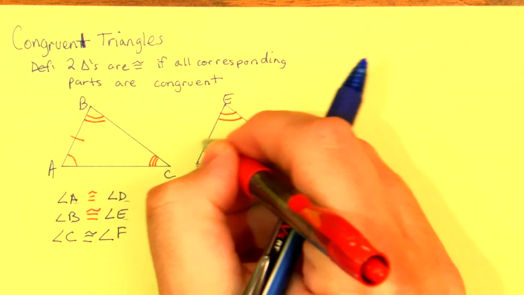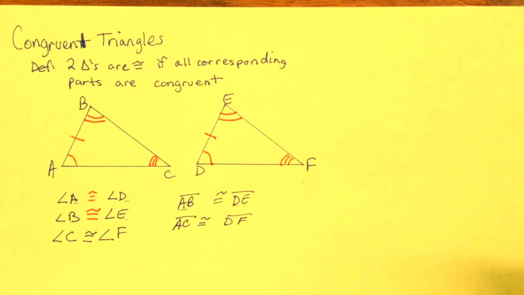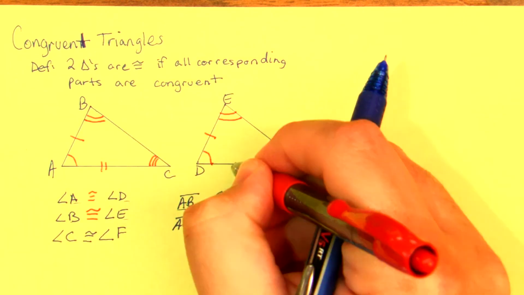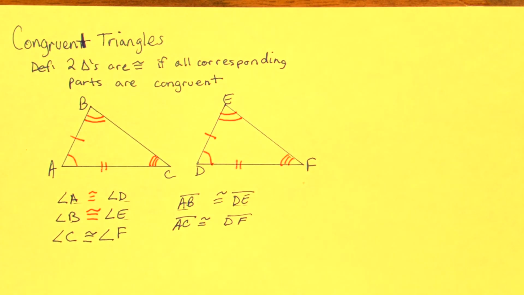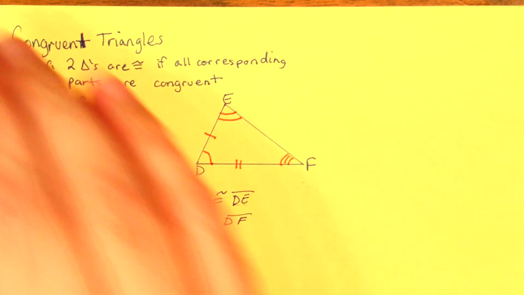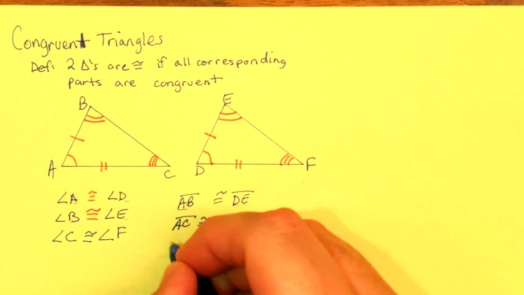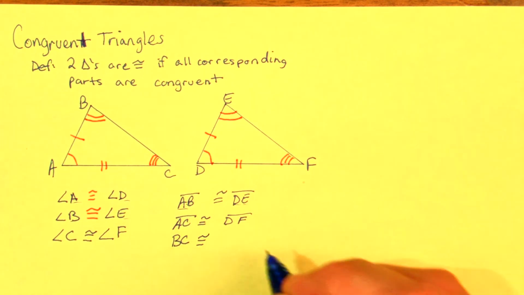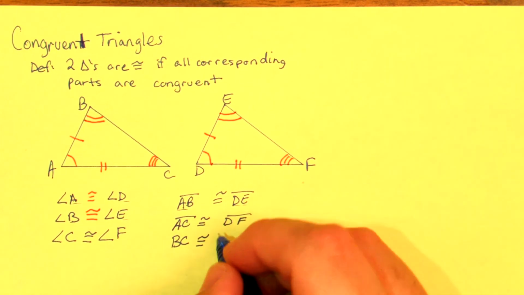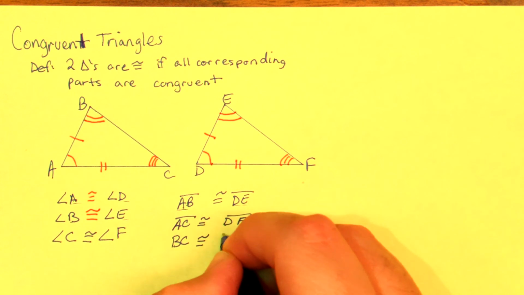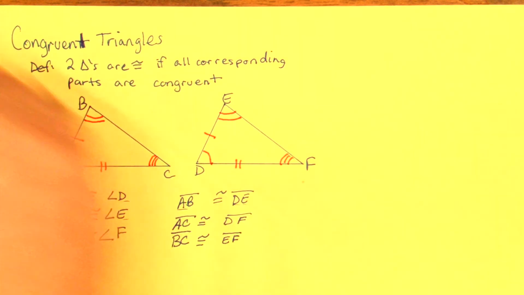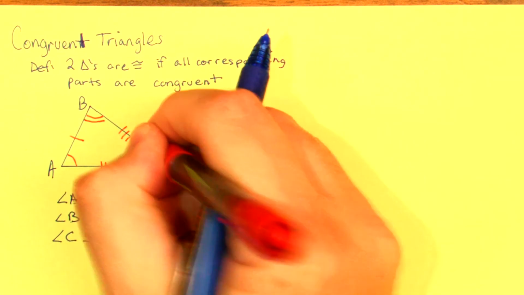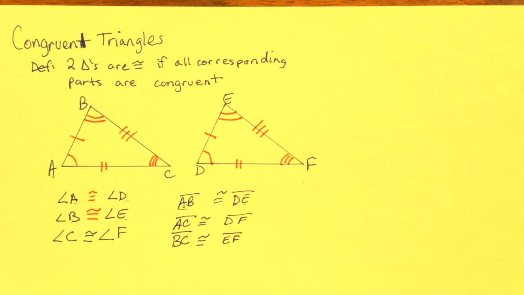So I actually could put 1 here for AB is congruent to DE, and 2 for AC is congruent to DF. Pardon me, I have a cold today. And then finally we have BC is congruent to EF. So we have these 3 are congruent to each other.